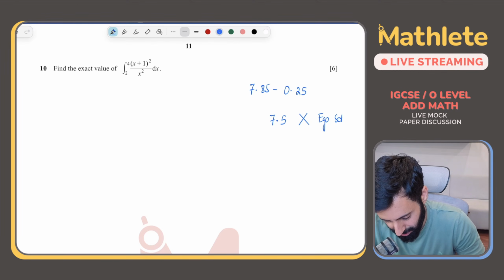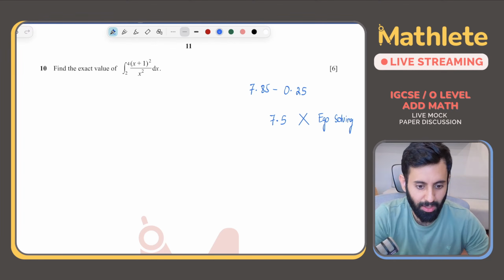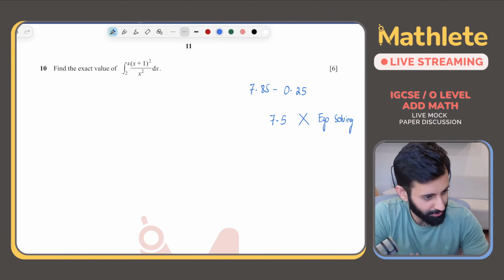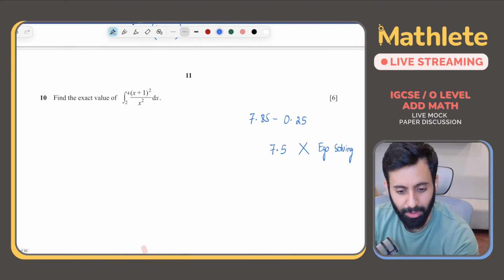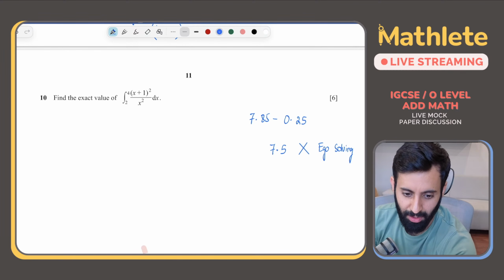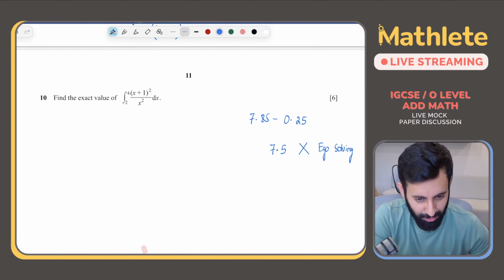If you guys go to the gym, you would know what ego lifting is, right? Ego lifting is when you try to lift more weight than what you're actually capable of. So this is ego solving.